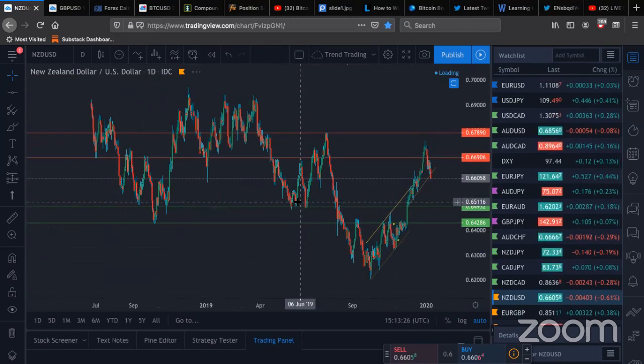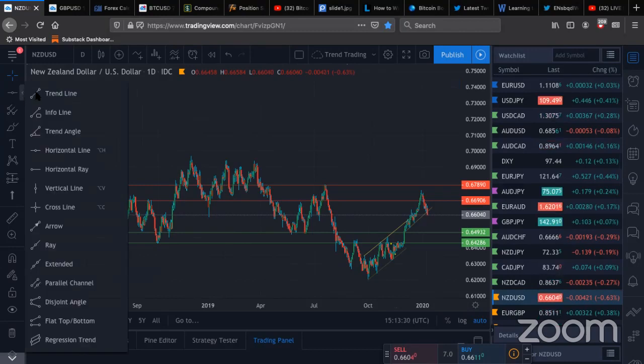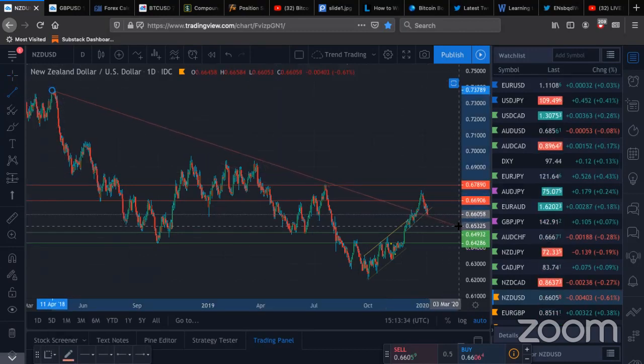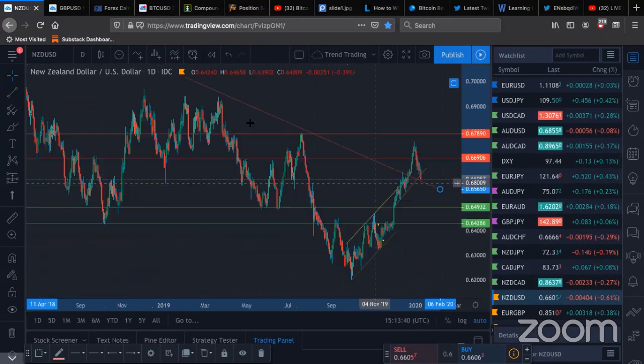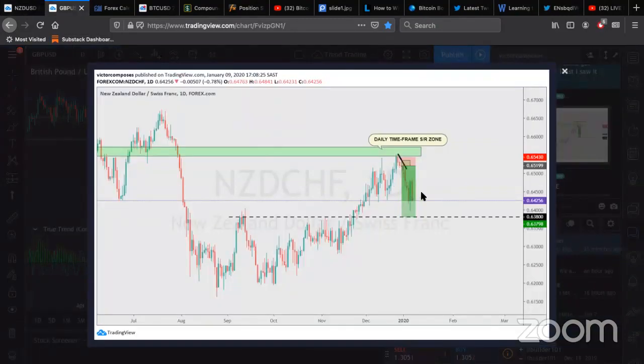I don't have this trend line drawn in. Why do I feel like I should have this trend line drawn in? Is there one here? Maybe, maybe not. I don't even know. But this is strong support down here.